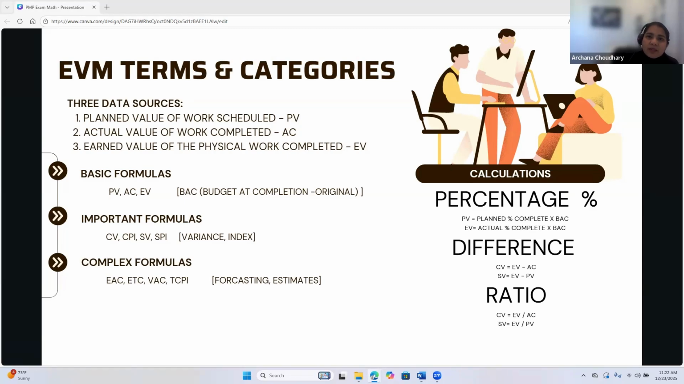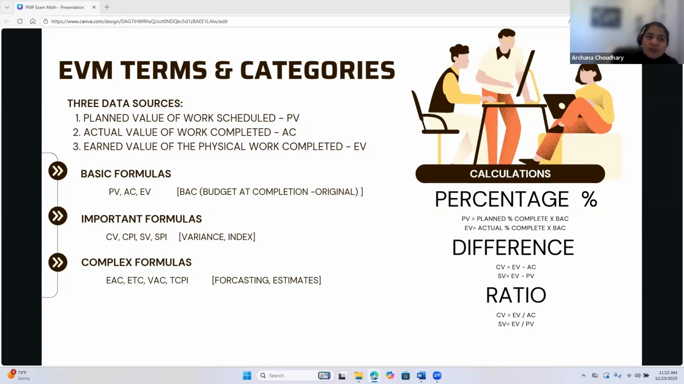PV, as I mentioned, is planned value. This is how much work was scheduled to be completed by a certain point, expressed as a percentage of total budget at completion, which is BAC. Earned value, EV, represents the actual value of the work completed so far, measured against BAC. BAC is the budget at completion. It shows progress in monetary terms, not just time or tasks completed.